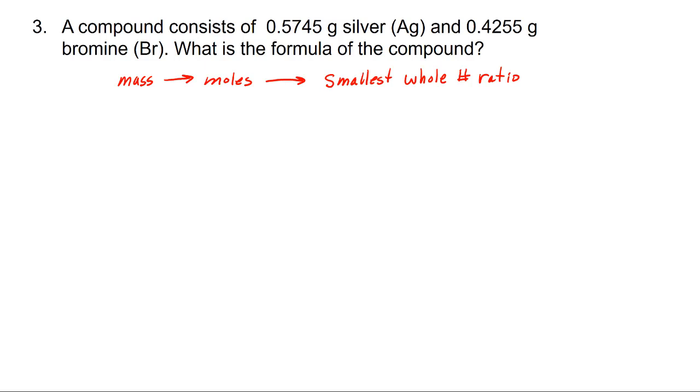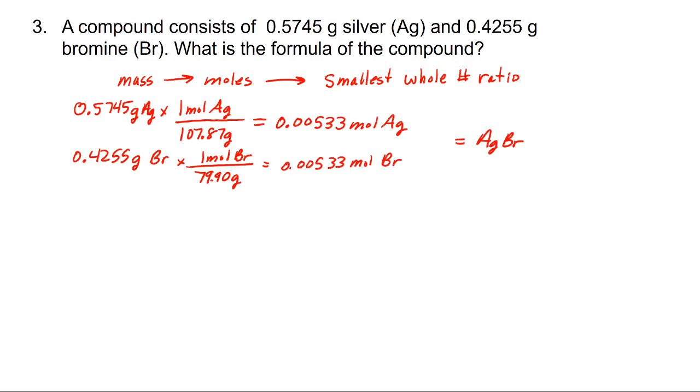The general pattern for solving this type of problem is to start with mass, convert to moles using the molar mass, and then calculate the smallest whole number ratio. This particular example is fairly straightforward, and that's because using the molar mass and the number of grams of each substance, we find that the number of moles of silver and bromine are identical. The formula, therefore, must be AgBr, just like you'd predict from the periodic table.